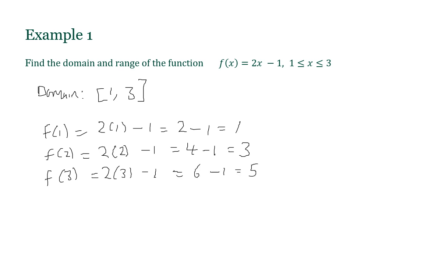So we can see our values are increasing, and the smallest one is 1, the bigger one is 5. So we can see our range is this interval from 1 up to 5. Note that we can also substitute f of 1.5, f of 2.5, as long as they are in this domain 1 to 3, and the range that we'll have will be in between 1 and 5.